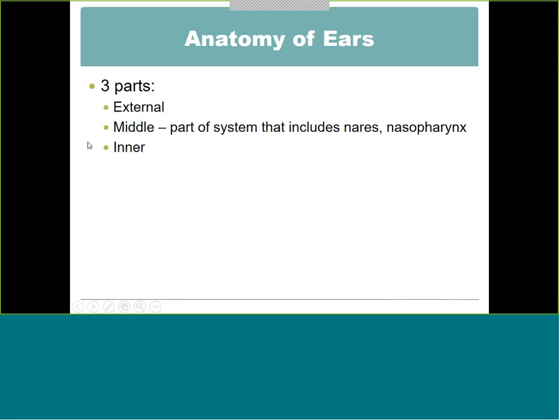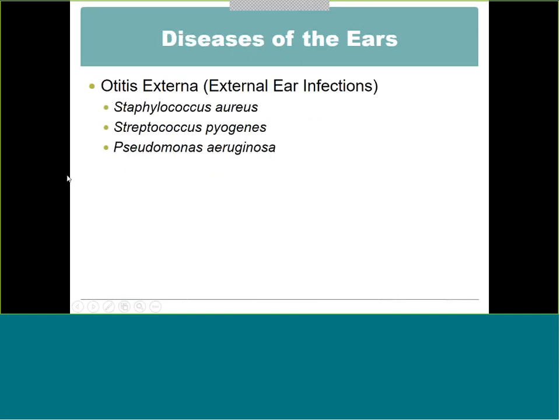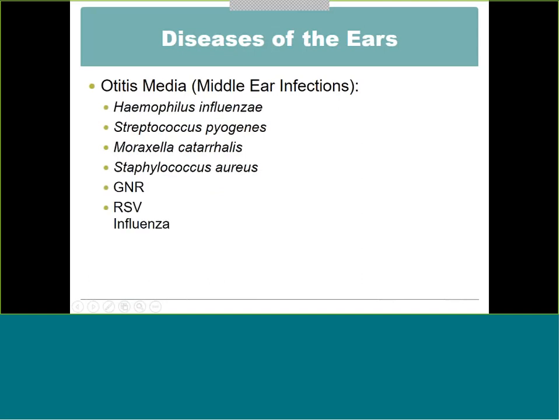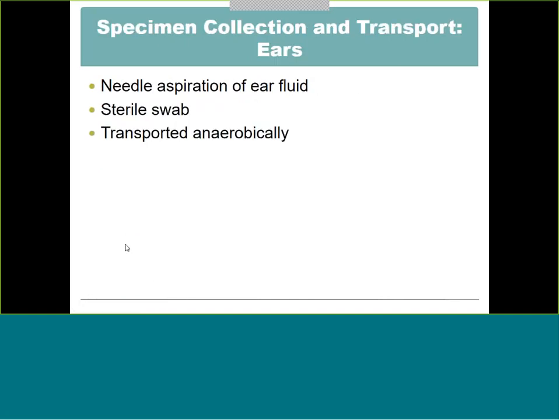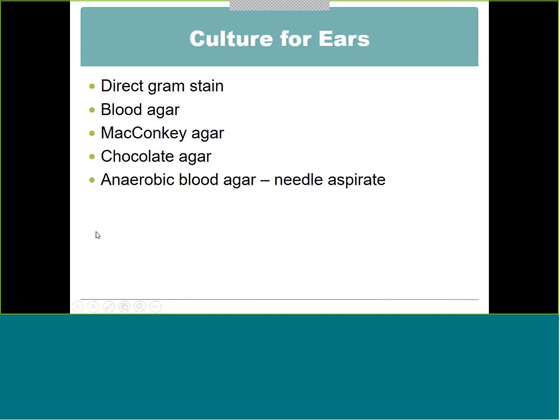Ears, 3 parts: external, middle, inner. Otitis externa, remember we talked about Pseudomonas aeruginosa with this, that's swimmer's ear, which is an external ear infection, otherwise Staph aureus, strep pyogenes. The middle ear is probably the most common out of the ear infections that we see. Again, all of your same respiratory guys, Haemophilus, strep pyogenes, varicella, Staph aureus. And then you do have a couple viruses as well that can cause otitis media. And then you can get a swab, you can get a needle aspiration for your sample collections, and again, same type of plates, and again, a direct gram stain.